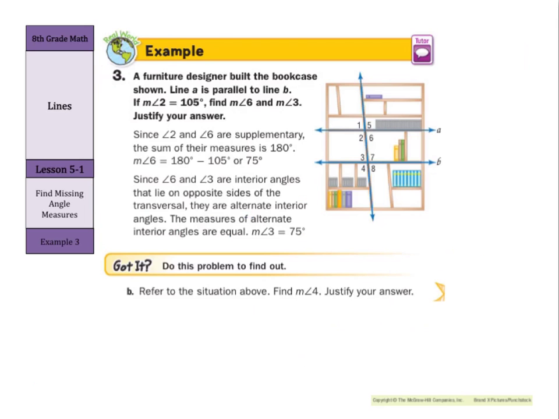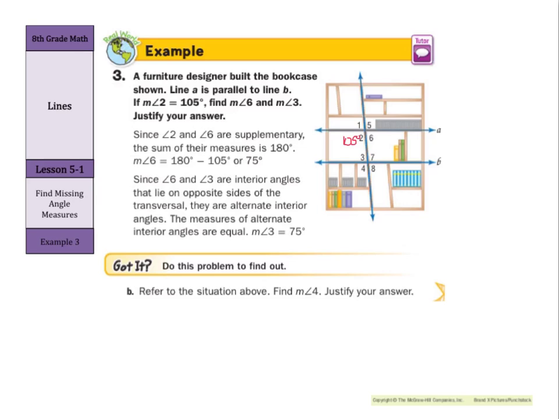A furniture designer built the bookcase shown. Line A, which is right here, is parallel to line B, which is right there. If the measure of angle 2 is 105 degrees, okay, let's go ahead and write that in, 105 degrees. Find the measure of angle 6 and the measure of angle 3. Justify your answer.